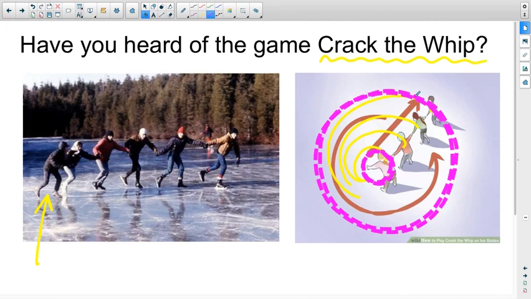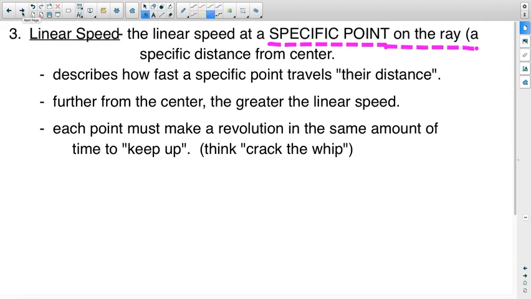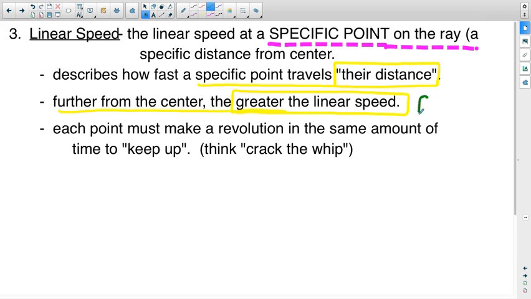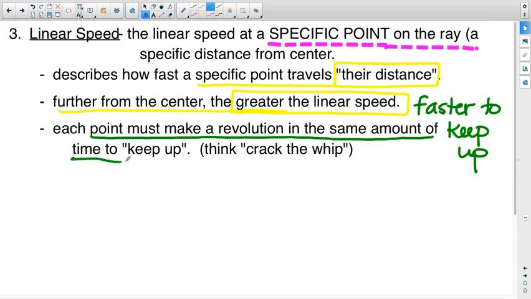So the thing about linear speed is we have to identify how far from the center you want to talk about, because points in the center or close to the center are going slower, points further away are going much faster. So that's why we say it talks about how fast a specific point travels its distance, because every distance is different depending on how far from the center you are. So the further you are from the center, the greater the linear speed. You have to go faster to keep up, because each point makes the same number of revolutions in the same amount of time.